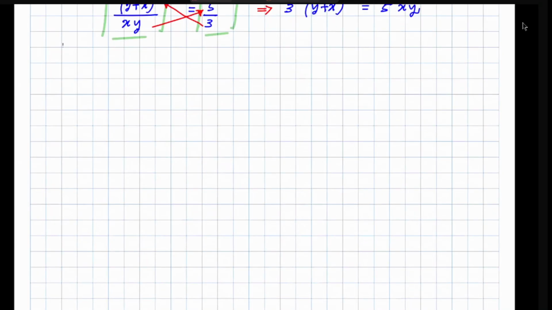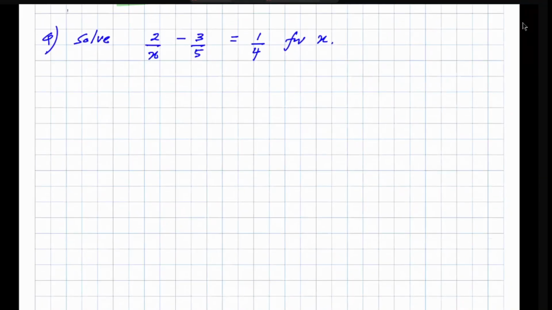Let's try to do another question. Solve 2 divided by x minus 3 divided by 5 is equal to 1 divided by 4 for x. Okay. So this question I am going to do in two different ways. Method number 1. I am going to bring minus 3 divided by 5 to the other side. So it's going to be 1 divided by 4 plus 3 divided by 5.